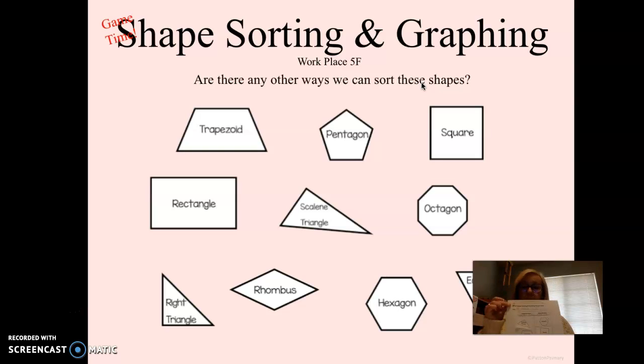Okay, so your assignment is to choose two defining attributes and sort the shapes by those attributes.